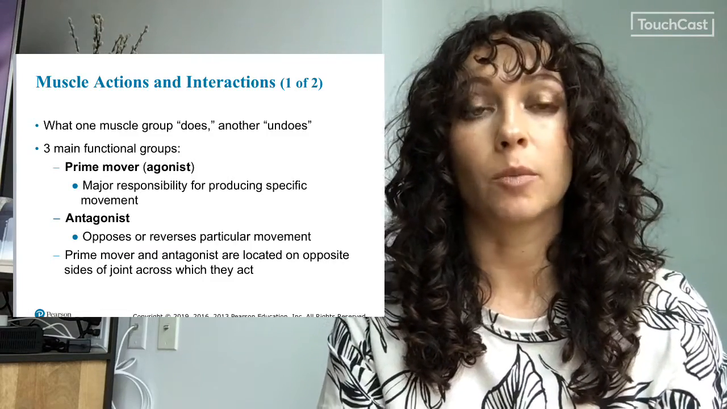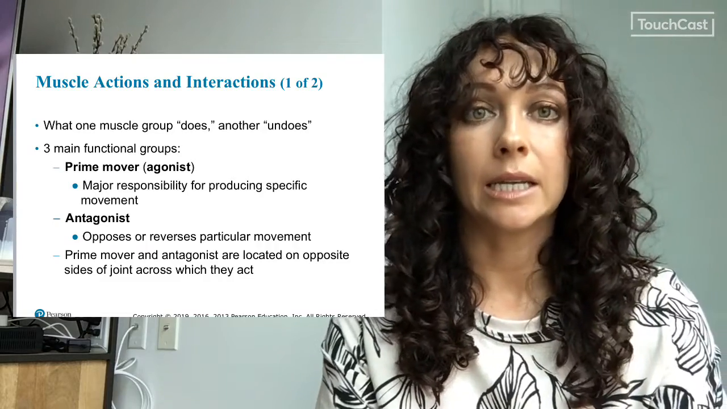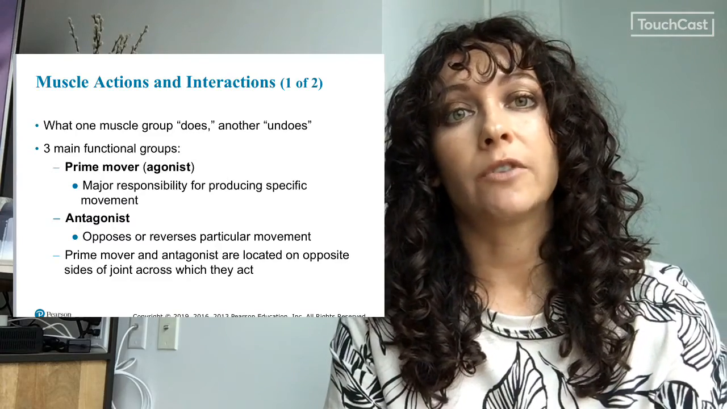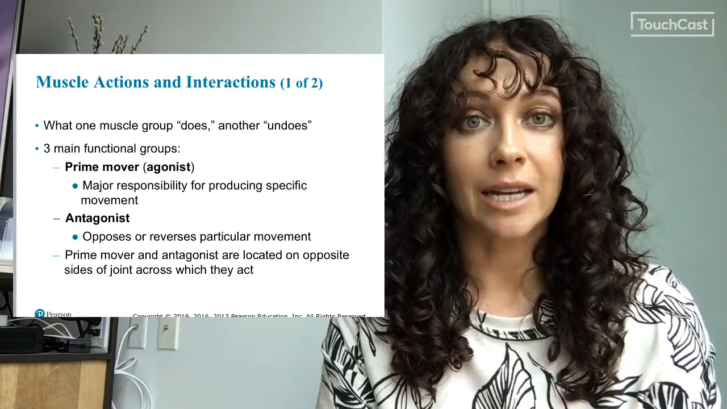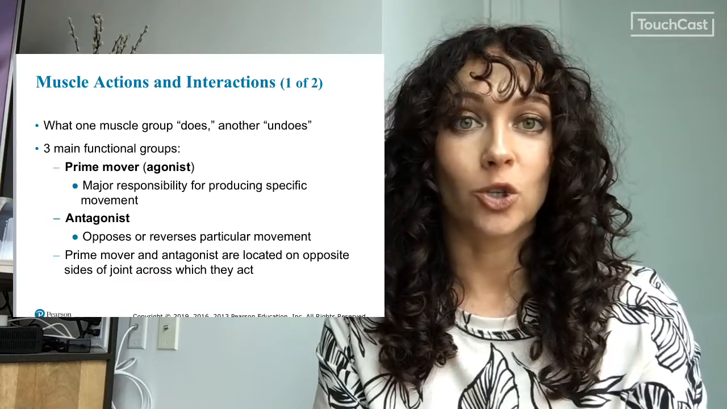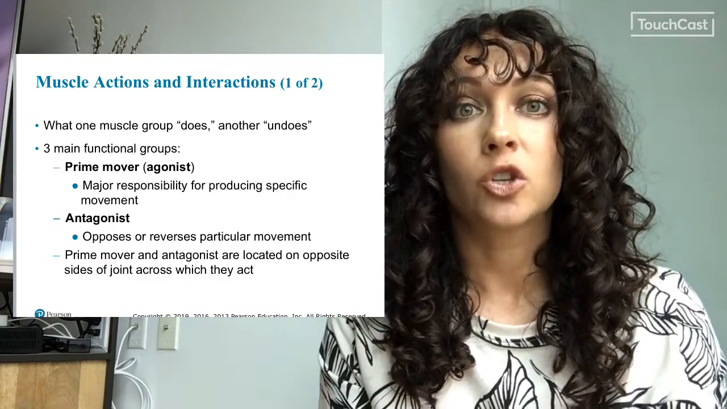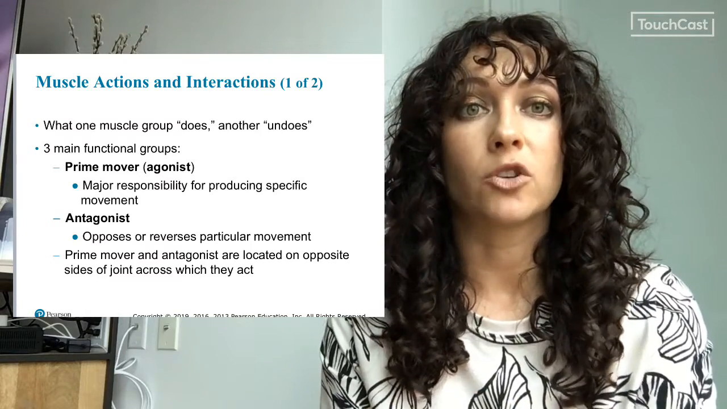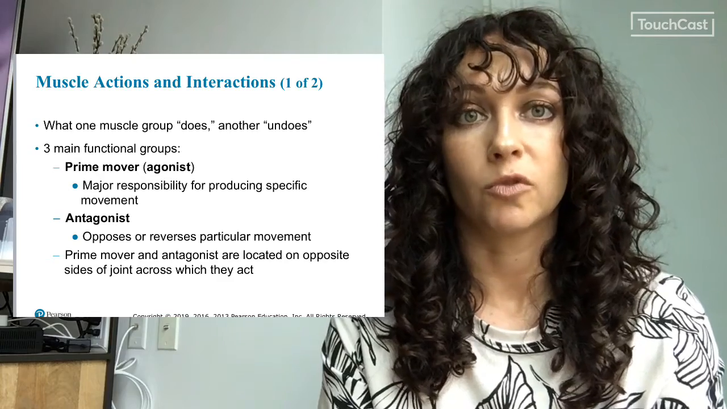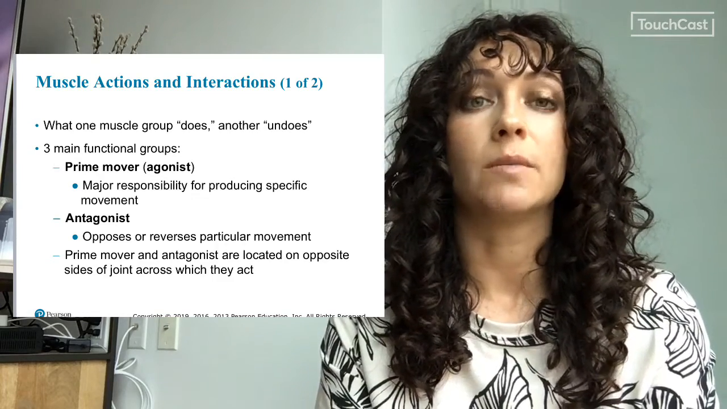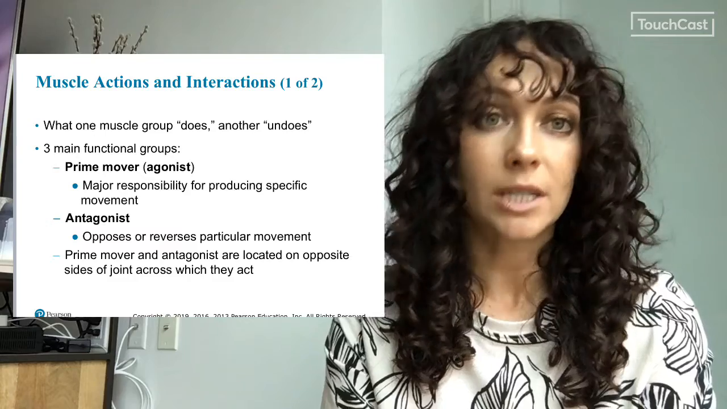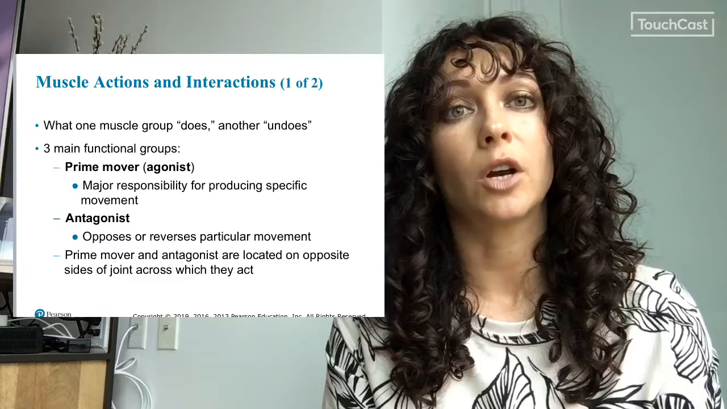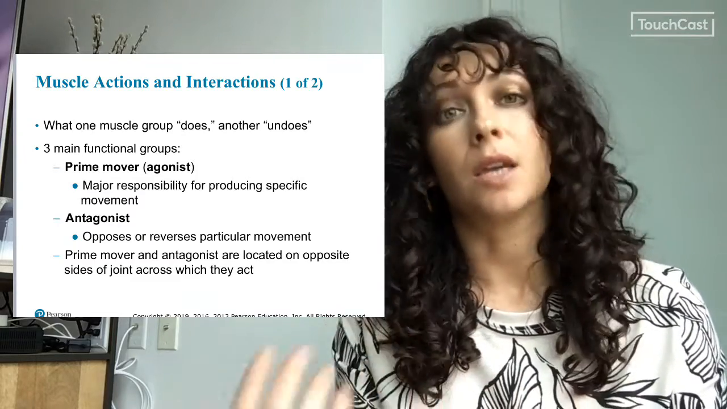The three main functional groups are prime movers or agonists, antagonists, and synergists. If you think back to English class, some of these literary terms, you can think of your agonist as your hero, your antagonist as your villain, and then your synergist as like supporting characters. So your prime movers are going to be the muscle that's majorly responsible for producing a specific movement. Your antagonist is going to be the muscle or group that opposes or reverses that movement. And you can think of each of the two of these as being on opposite sides of the joint from one another. So what one muscle group does, the other undoes.